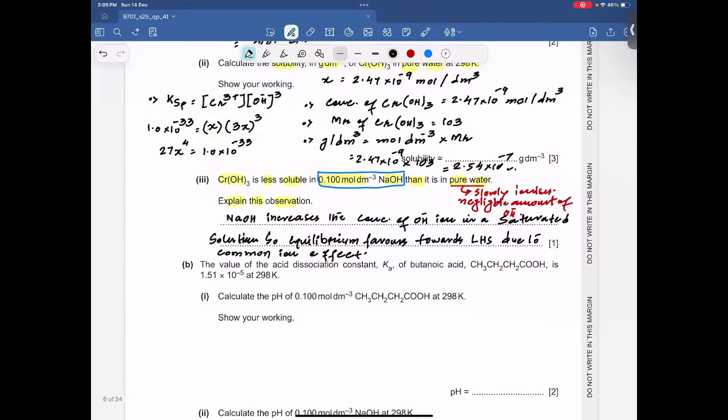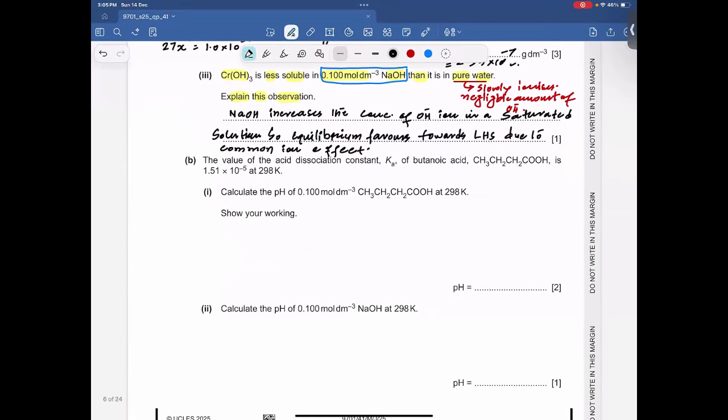All right, let's start part B. The value of the acid dissociation constant Ka of butanoic acid is 1.5 into 10 to the power minus 5. So the value of Ka is given. Calculate the pH of 0.1 mole per dm cube butanoic acid. So concentration is given, Ka ki value is given, which means I can find the value of pH by using an expression which we have done in the class.